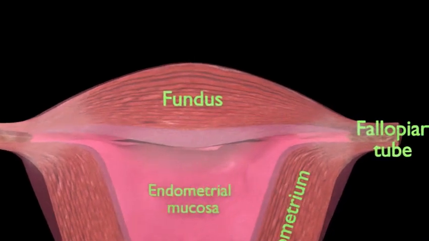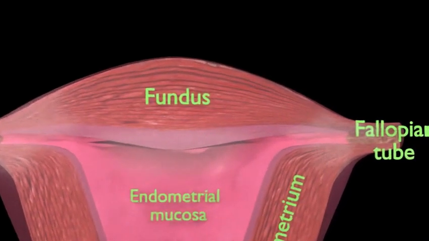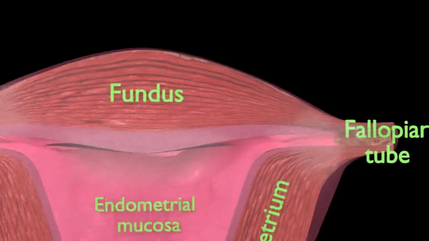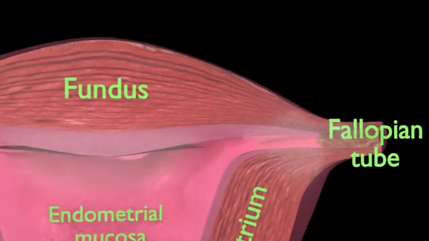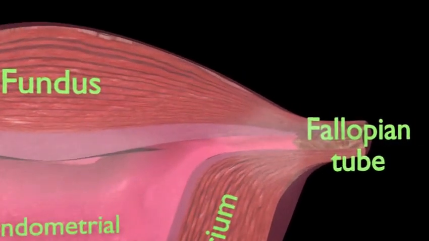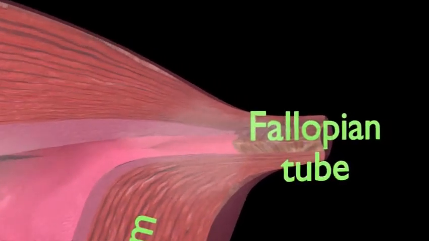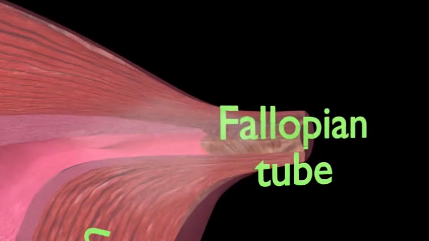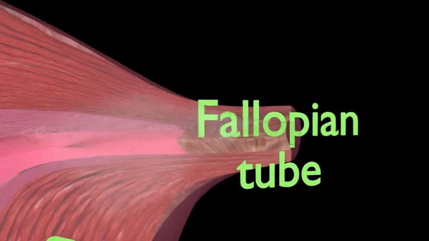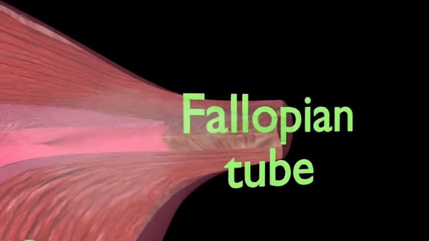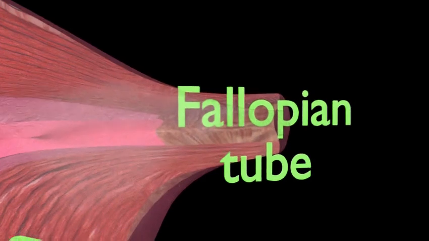Now you can see the fallopian tubes, also known as uterine tubes or salpinges. They are tubes that stretch from the ovaries to the uterus. The fallopian tube is composed of 4 parts. The narrowest part of the tube that links to the uterine musculature is the interstitial part.